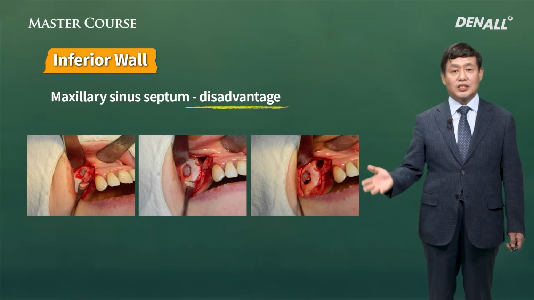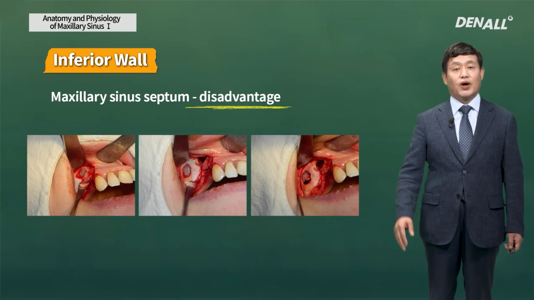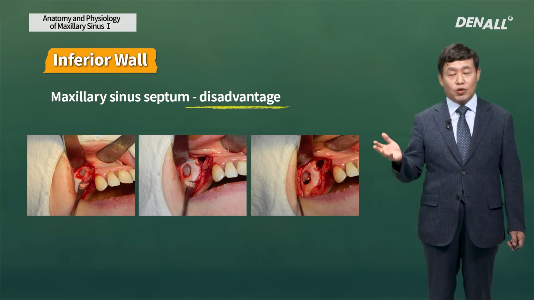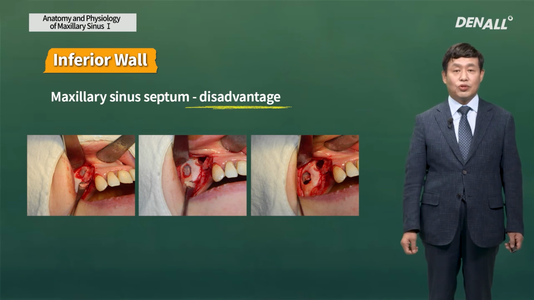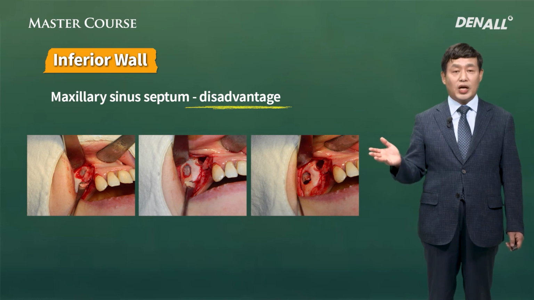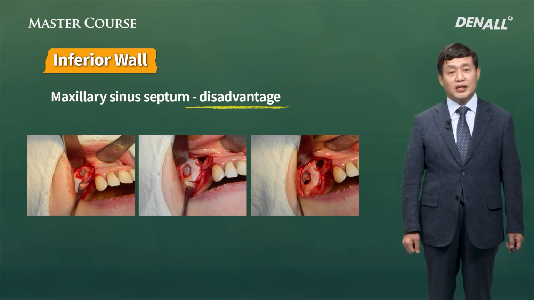When the maxillary sinus is perforated, the surgery can be delayed, and at another opportunity, I will talk about how to repair it when the sinus membrane is perforated. When there is a septum, doing the lateral approach can be a problem.